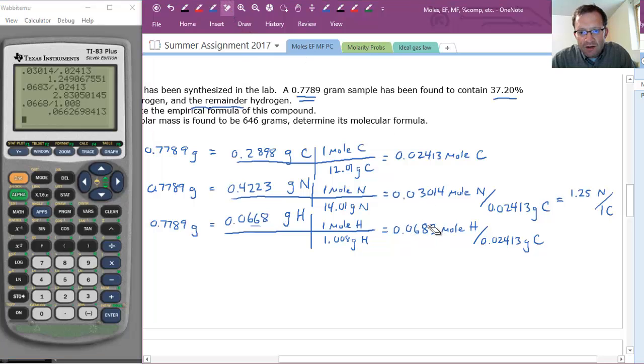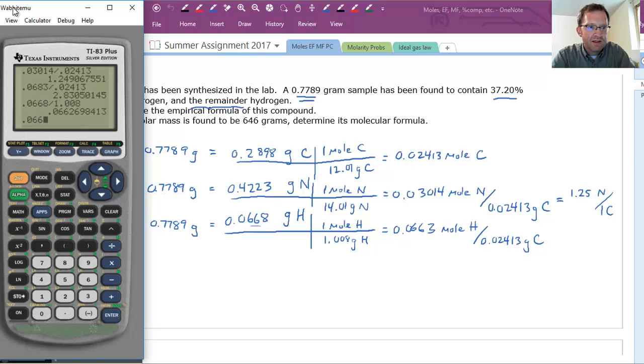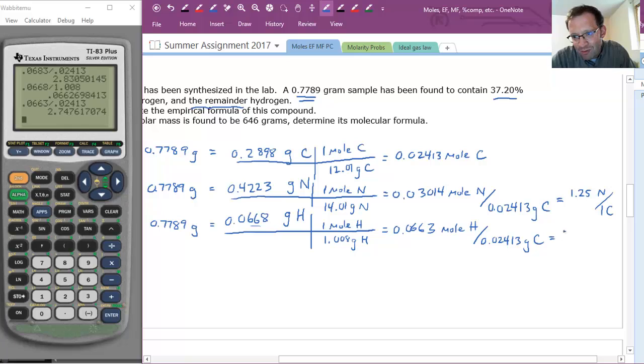And I bet some of you are thinking, what is he doing? And is he going to have to come back and fix it? Yes, I am. So that's why you use pencil or a digital screen. That lets you clean it up later. So 0.0663 instead, as I round that off. Let's try that again. 0.0663 divided by 0.02413, and that comes out to be a 2.75 to 1 ratio. Again, not real pretty, to be honest, but 2.75 hydrogens for every 1 carbon.